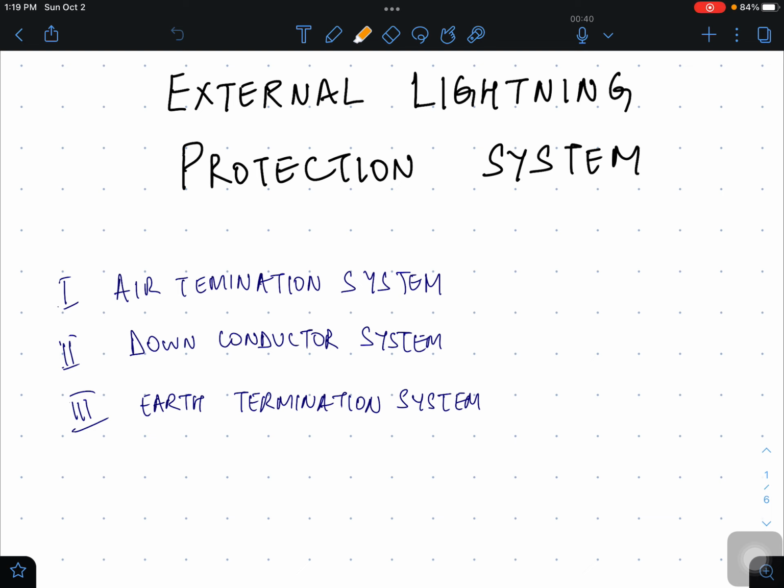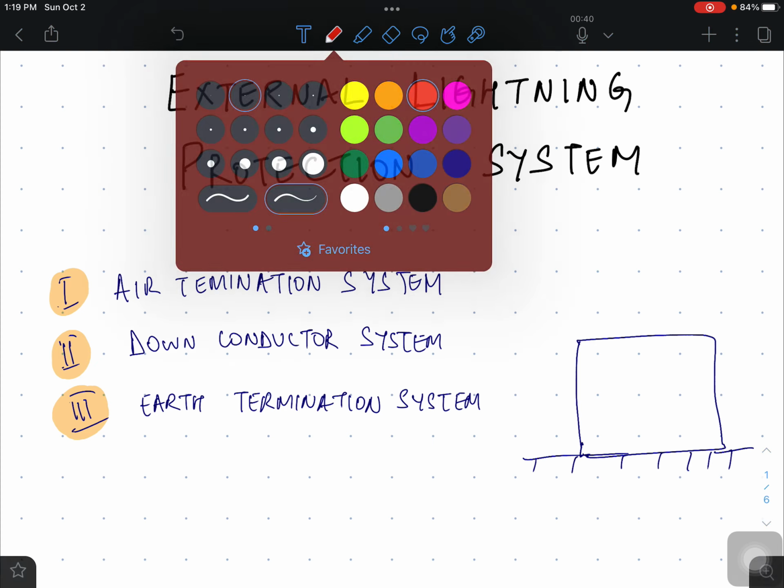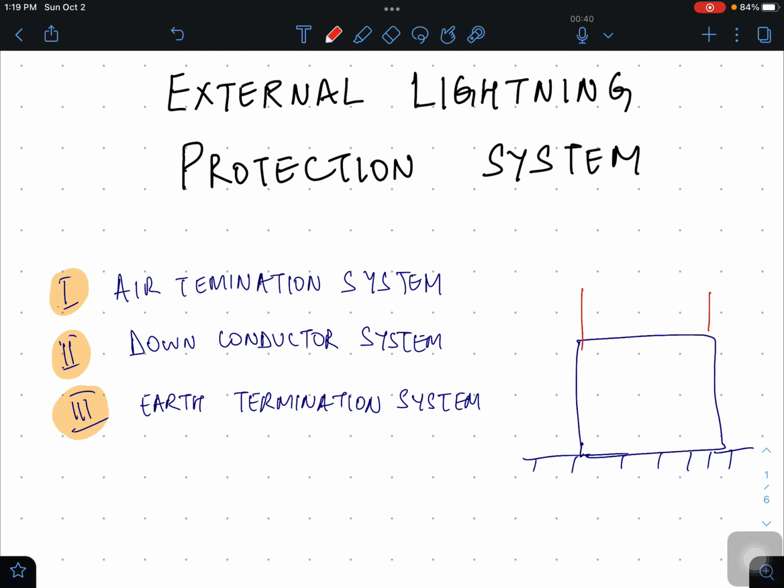The external lightning protection system mainly comprises three items. The first one is the air termination system, the second is the down conductor system, and the third is the earthing termination system. So if you look, let us suppose this is your structure and this is your ground. This is your air terminal rod, or air termination system.